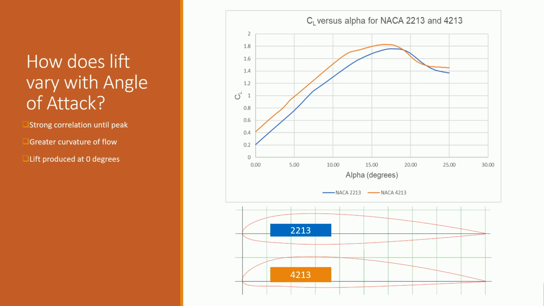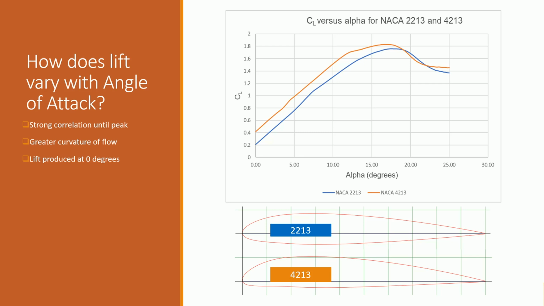The angle of attack that the airfoil is pitched at has a strong correlation with the lift produced. Look at the graph on the right. This graph shows the lift coefficient versus the angle of attack for two different aerofoil sections, NACA 2213 and NACA 4213. Up until the peak, both graphs show a linear correlation. Therefore, generally, at higher angles of attack, where the flow must curve at a much greater rate, the lift produced will be greater than the lift produced at lower angles.